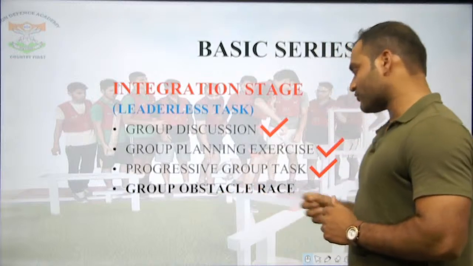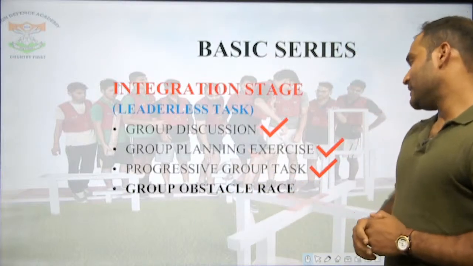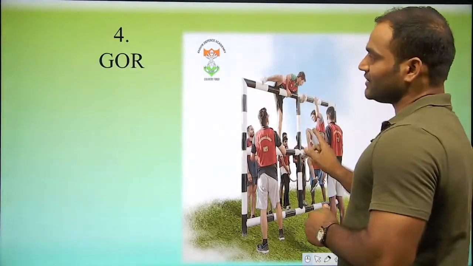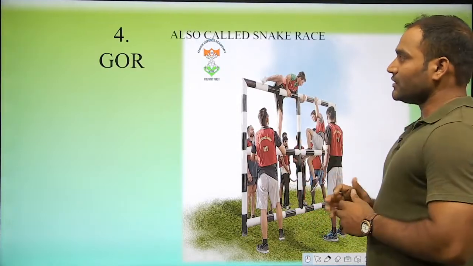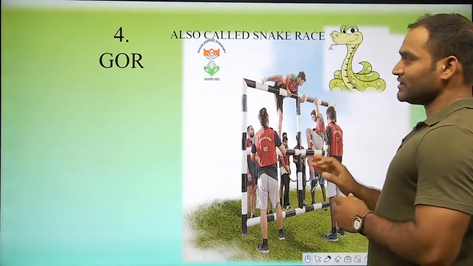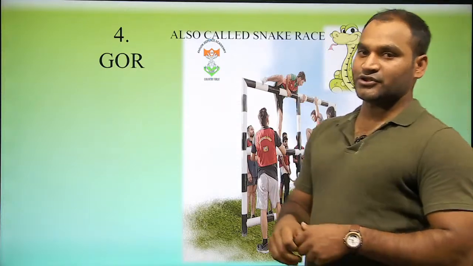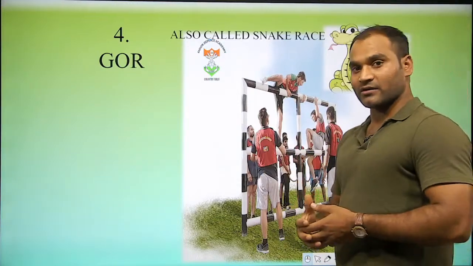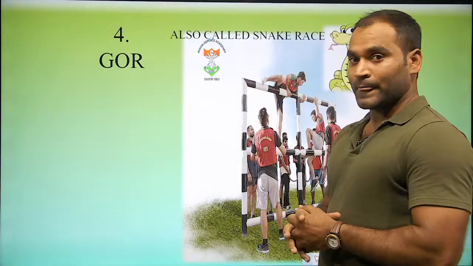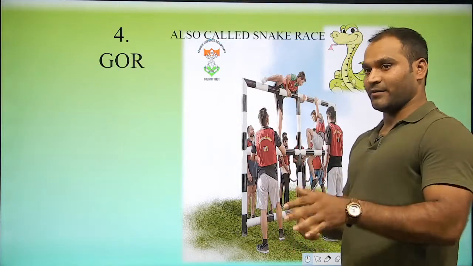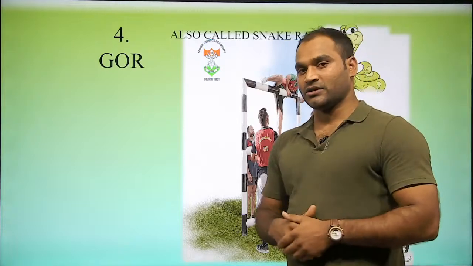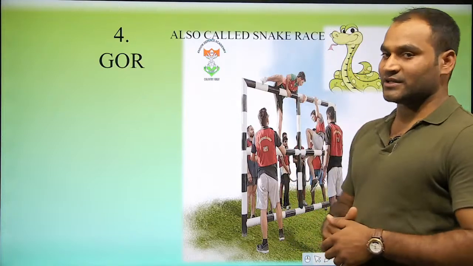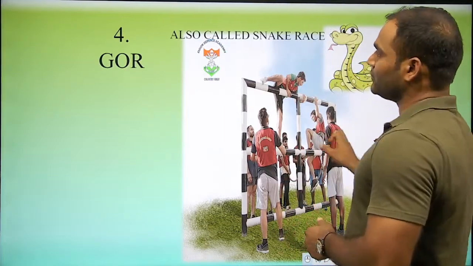The next is group obstacle race, or we call it the snake race. How it is dealt with, let's see. This is the last task of the basic series, and it is also called the snake race. There is no snake given. A roll tent is given which you have to carry along, and it has a little bit of heaviness, but you have to hold it with at least the minimum number of members prescribed by the GTO. Not all the members should be holding it, at least certain members prescribed by the GTO. It depends on the strength of the group: if 8 members are there, 4 can hold it. If 12 members are there, 6 to 7 can hold it. So it varies all the time.